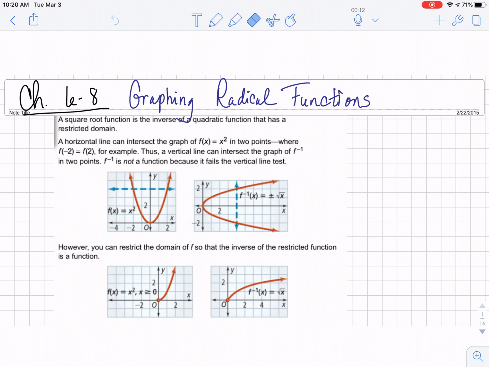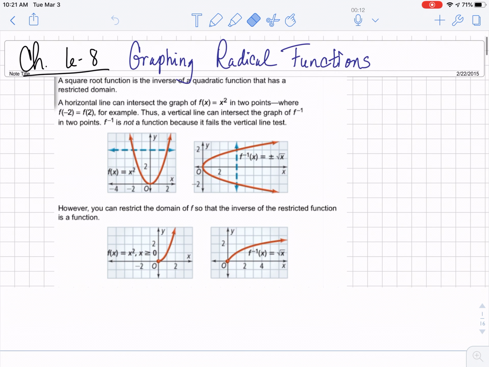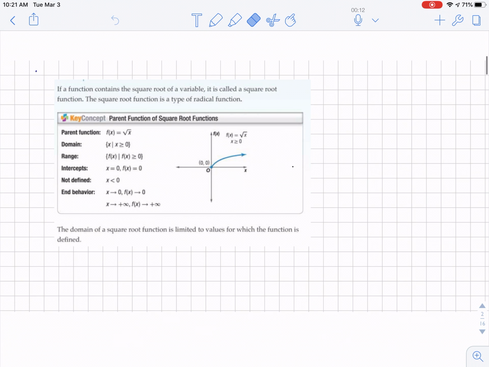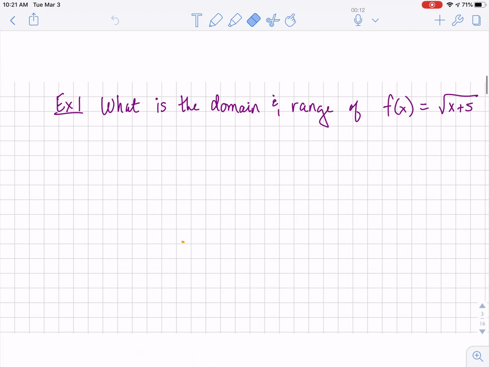All right, so this first screen is a general way to look at the graphs of radical functions. This is the parent function. I want to revisit that in a minute. First, I want to remind you about domain and range. So domain is what can you plug into the function?